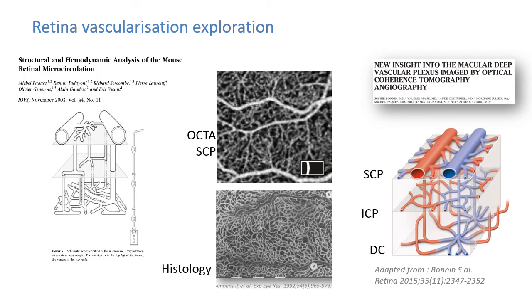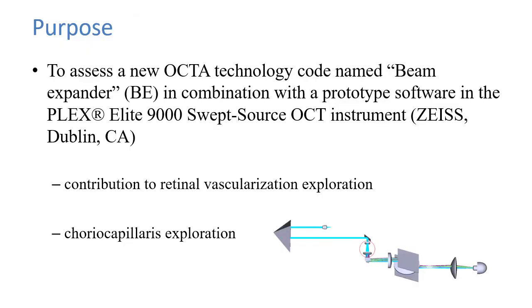While OCTA is an amazing machine allowing exploration of retinal circulation, its resolution is still not as good as histology, and this explains some differences between the two methods. Here I'm going to talk about a new OCTA technology whose code name is beam expander. This technology is used combined with the prototype software in the Plex Elite 9000 developed by Zeiss. We will see the contribution of this new technology to retinal vascularization exploration and also to choriocapillaris exploration.